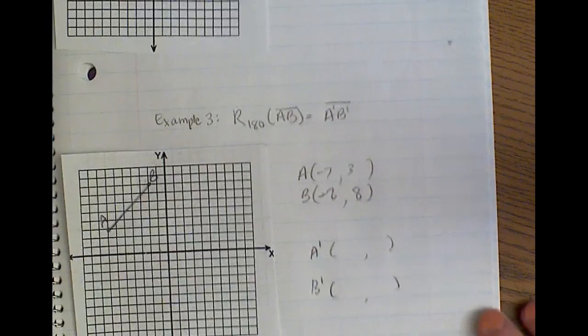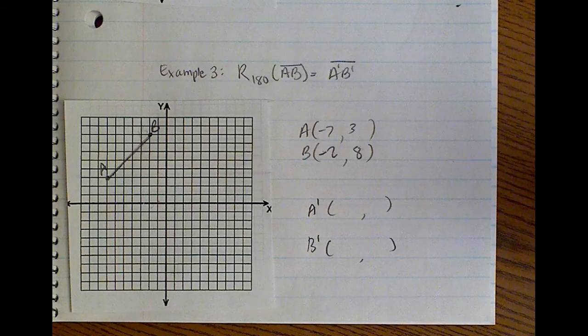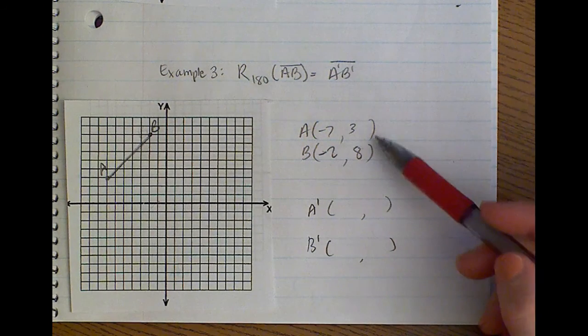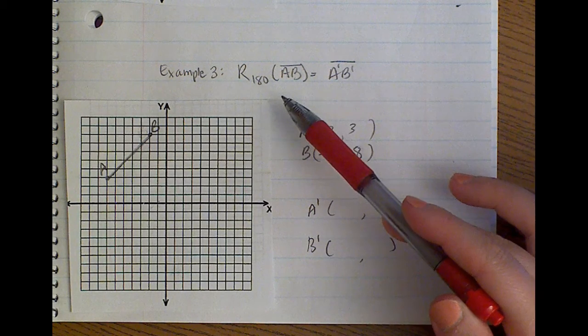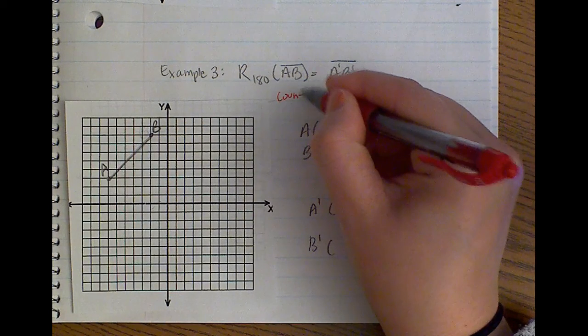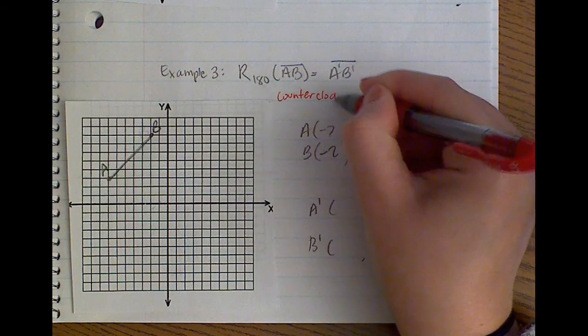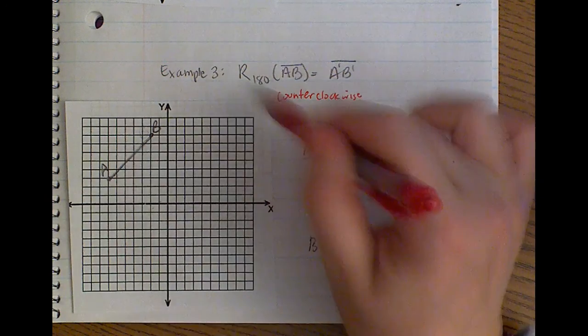Example 3 is a 180-degree rotation, and this time instead of a point, I gave you a segment. So we're going to rotate this segment 180 degrees. I wrote down the coordinates for you. Now notice that the 180 degrees is positive, which means we're going counterclockwise. So that would be this direction.